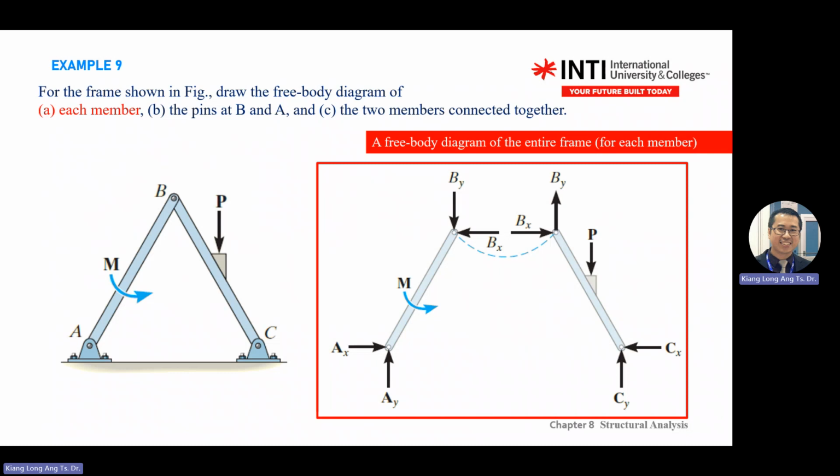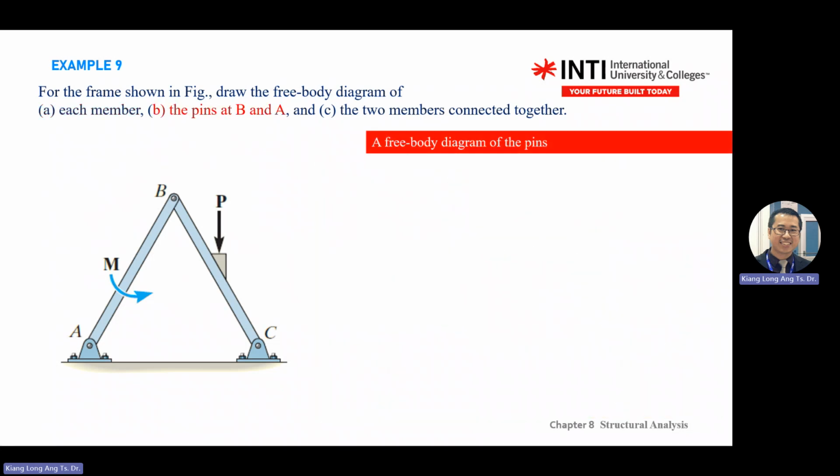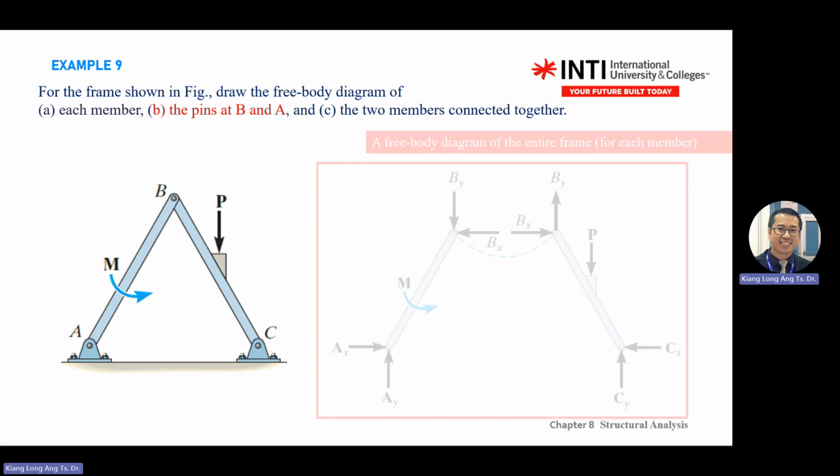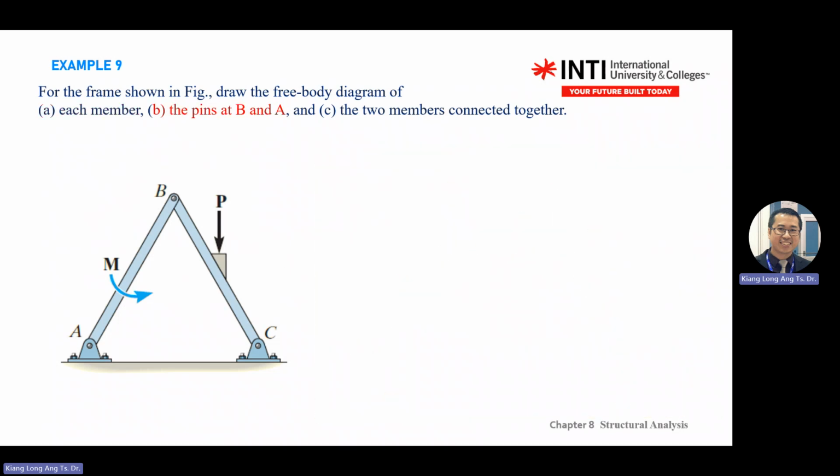Starting from chapter 8, you will see pins join members together, and you break them. Use the dotted line to tell that actually this is a connected member. So this is a new skill for today. The rest you already learned. So each member you didn't know. So pin at A and B also the same. For pin at A and B, this means you only look at pin B and A.